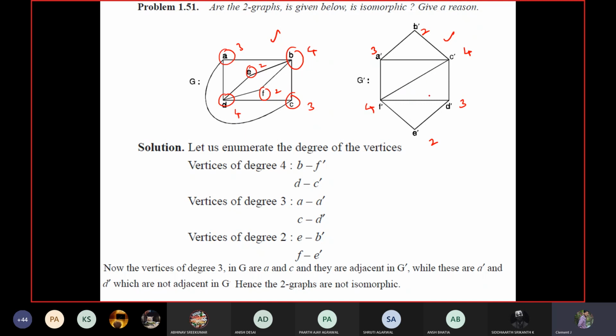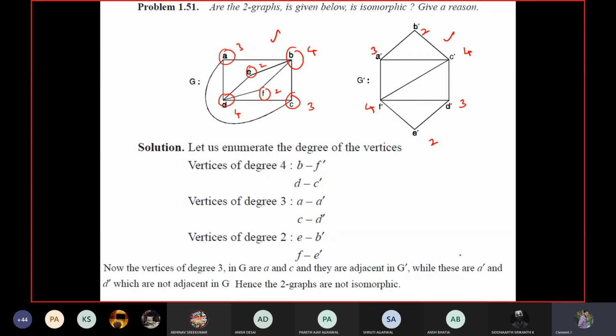If it fails on any one particular cycle, if it is not following the same degree sequence, then in that case itself you can close the topic. Because of that reason, they are not isomorphic. It is a non-isomorphic graph.